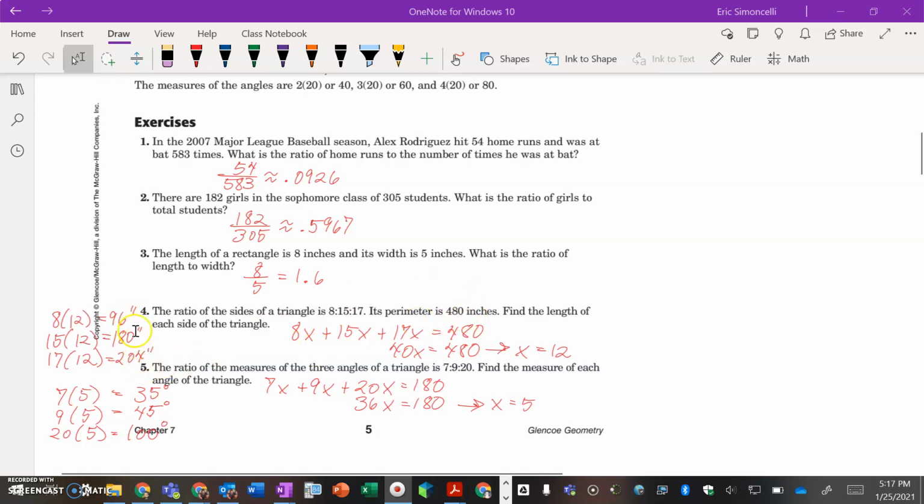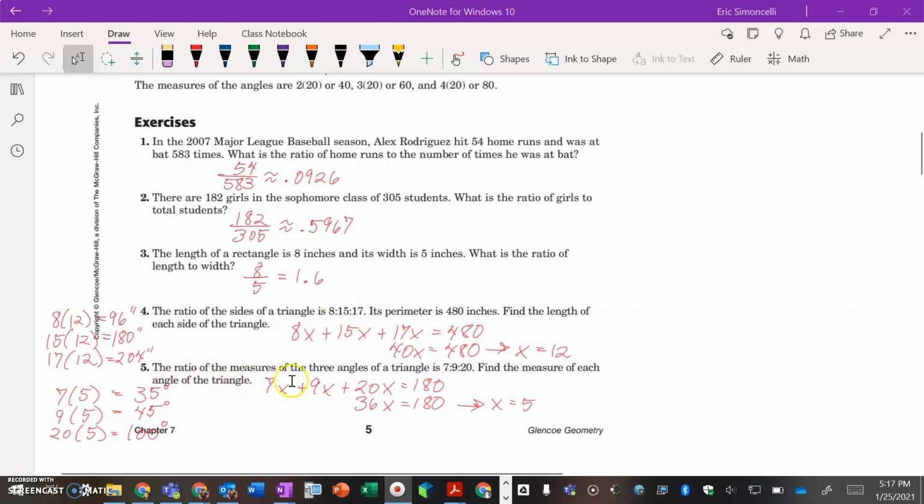And you can even go one step further and see that reducing these by a factor of 8, 15 and 17, 96 divided by 8 should be 12. 180 divided by 15 should be 12. And then 204 divided by 17 should also be 12. So we call these values in a proportion, of course. We can talk about proportions later, but in a proportion they would all be equivalent.